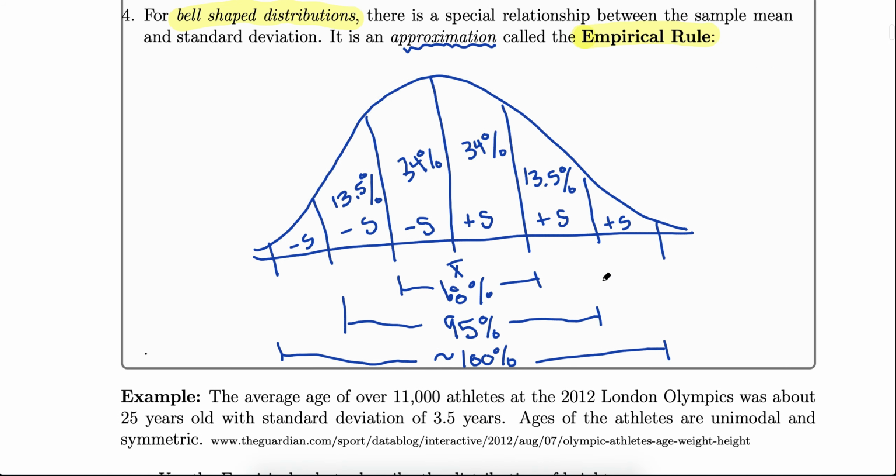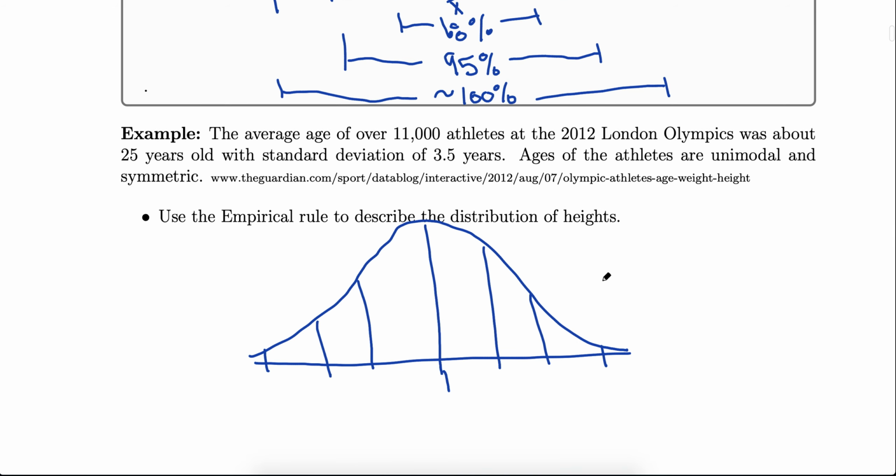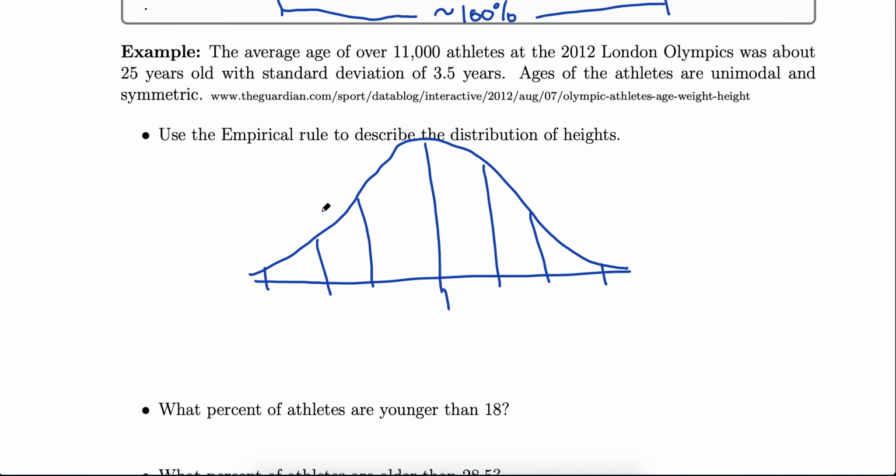So let's apply this to a particular setting. In this setting, we've got several athletes, 11,000 from the 2012 London Olympics. There's a fun link here if you want to look at that later. You can separate by sport, sex of the individual, and so on. So we have a large number of observations, and they tell us the average age was 25 years old.